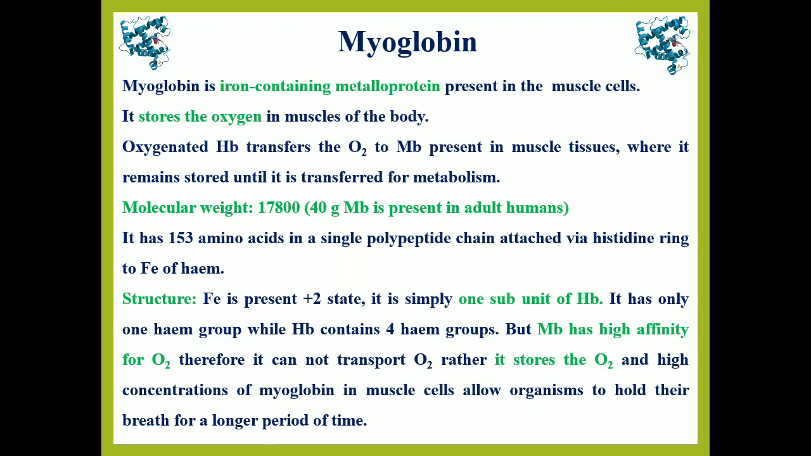When oxyhemoglobin transfers the oxygen to the myoglobin present in muscle cells, it is stored there until it is required for the metabolism process. Its molecular weight is almost 18,000, and 40 grams of myoglobin is present in adult humans. Its structure is similar to one subunit of hemoglobin, so it contains one iron atom in +2 state.